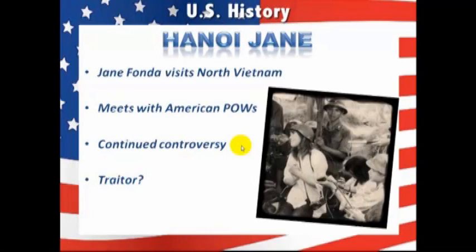And here we have actress Jane Fonda. She's also the daughter of another very famous actor of the past called Henry Fonda. But she created a lot of controversy when she visited North Vietnam, met with American POWs, and pictured here, she's actually pictured with some of the North Vietnamese, and it's kind of hard to see in that photo, but there's also some of the weapons used to shoot down American pilots. Many people considered her to be a traitor.